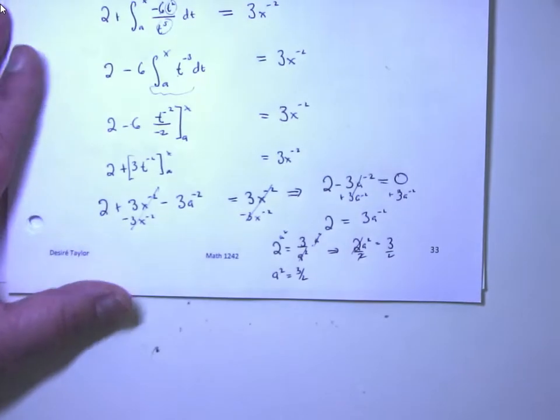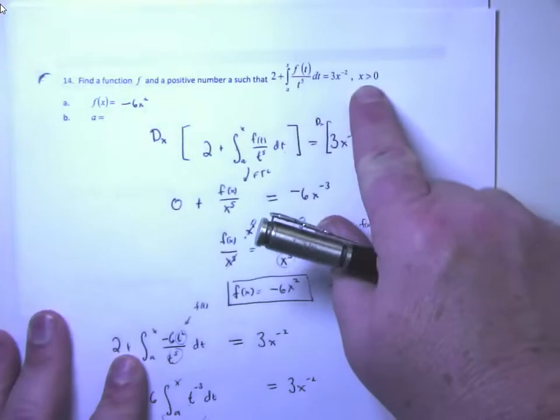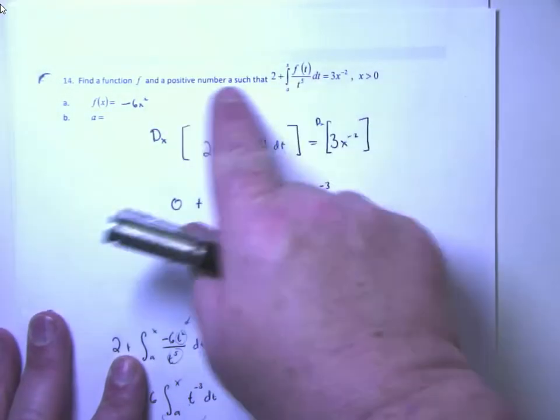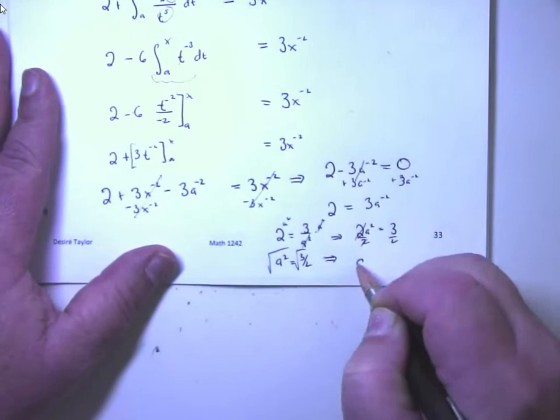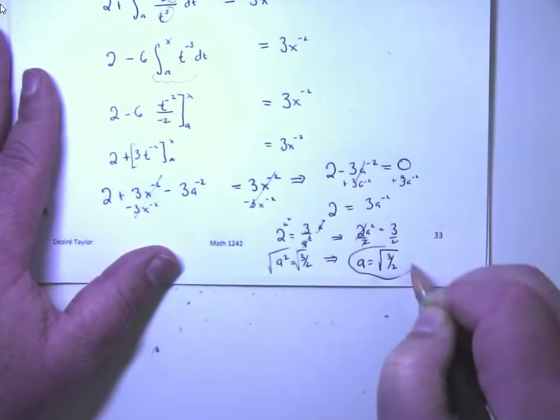And one more move to solve for a. What kills off a square? Square root. Now, officially, when I take a square root, I have to take plus or minus. But it does say up here, first off, x is greater than 0, and then we're integrating from a up to x. And we also mentioned that a has to be a positive number. So you're going to take the positive square root on this guy. This is going to give you a is equal to the positive square root of 3 halves.